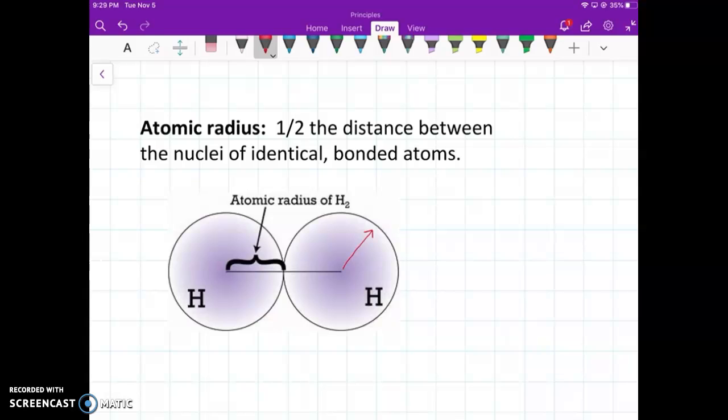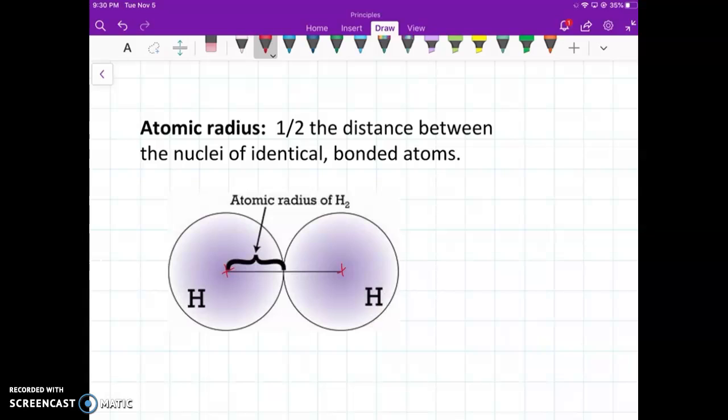So instead of saying we're going to try to measure that distance, we just say, what if we had two hydrogens bonded together and we just measure half the distance between the two nuclei? Because the nucleus of each atom is a very definite point in space, unlike the electron cloud. So that's what atomic radius is.